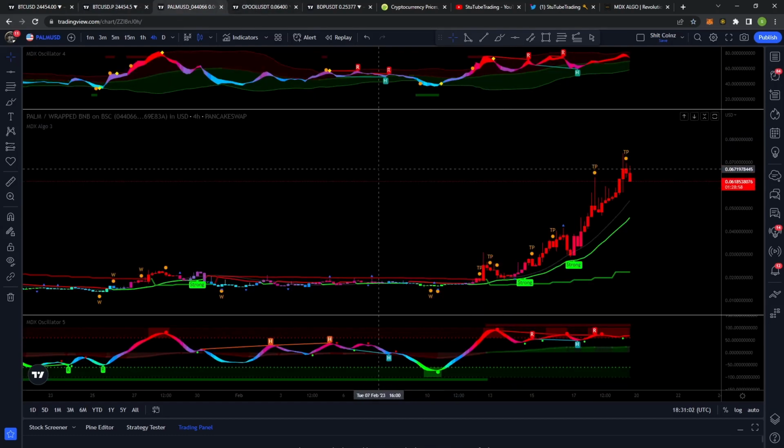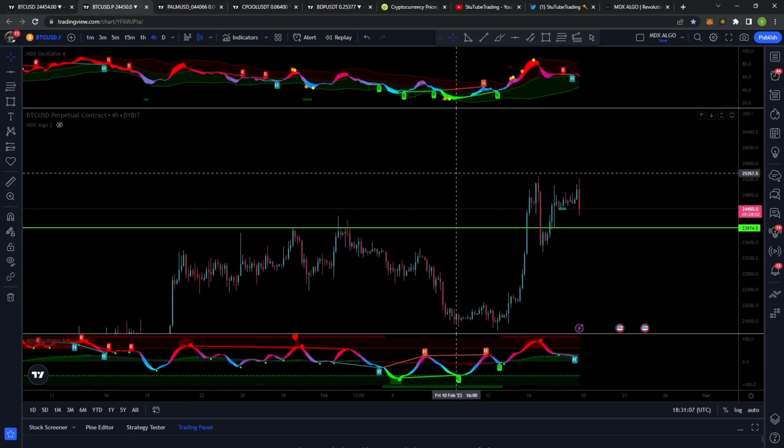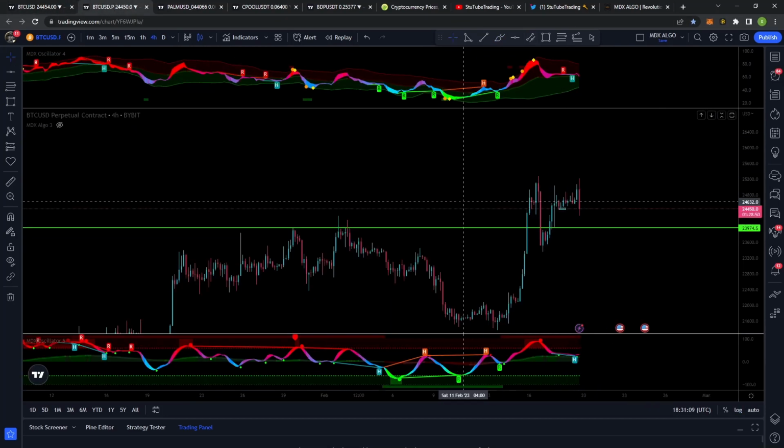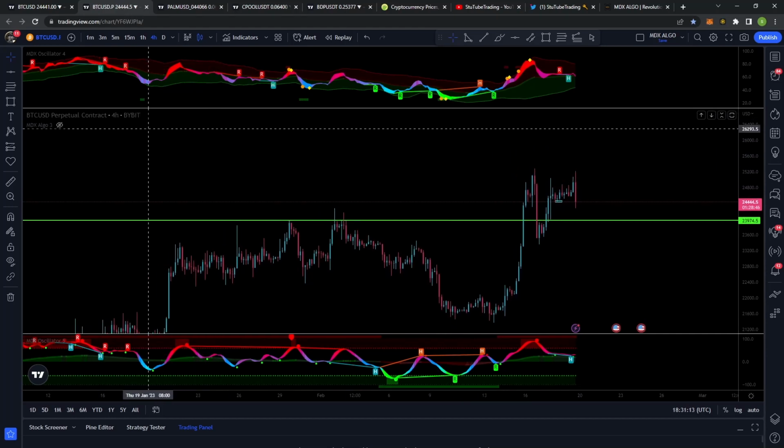Just going to start taking a look at some random altcoins here. Actually, before I do that, I do want to go into my settings for you guys. I said that I would do that, and there are a lot of new faces in the MDX community, so I just wanted to go over my settings on these indicators.